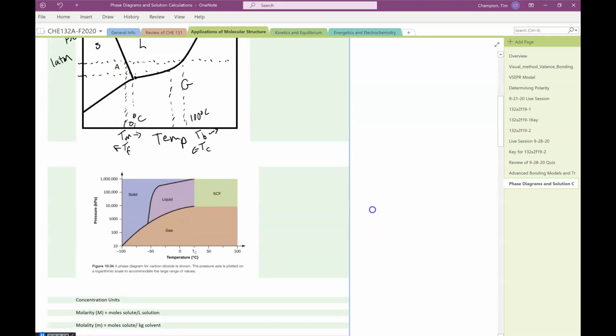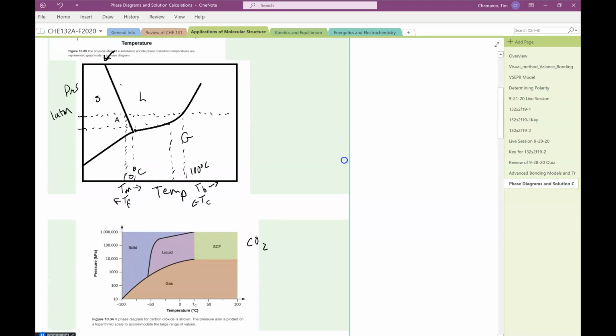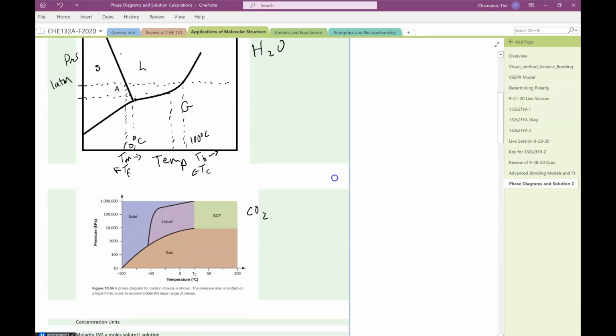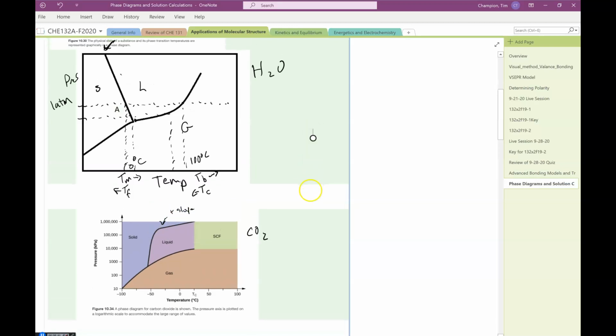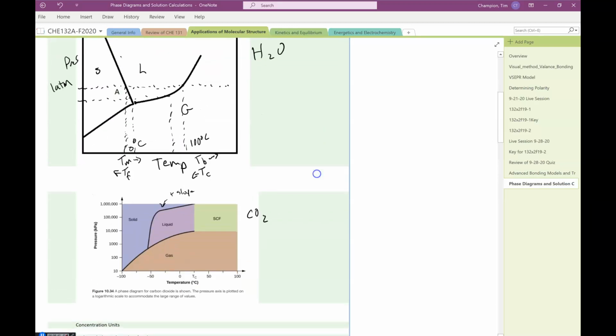The next phase diagram is an unusual looking one. This is the carbon dioxide phase diagram, and again this is H2O. And we usually think of carbon dioxide as having that normal, positive slope of that solid liquid line there, as opposed to water's negative slope of the solid liquid line.